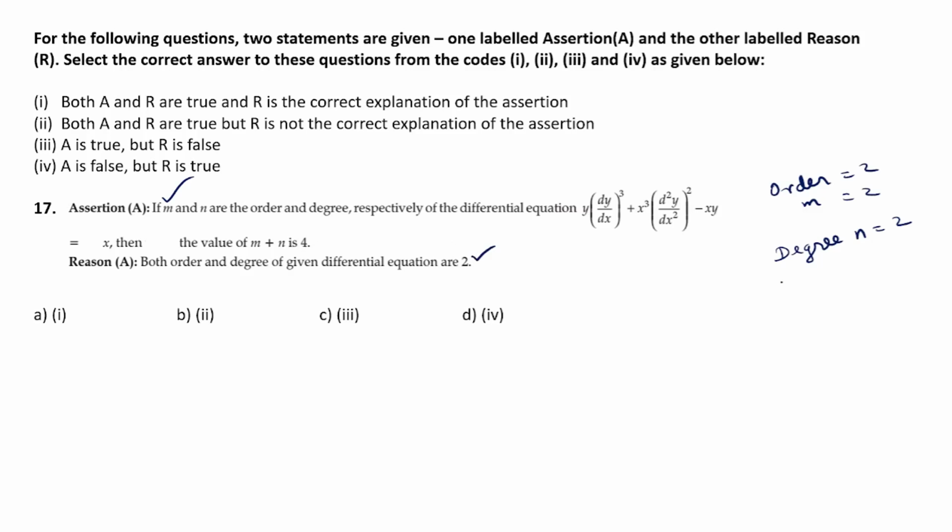The value of m plus n is equal to 2 plus 2 which is 4. And the assertion is also true. So here both A and R are true and R is the correct explanation of the assertion. So the correct option is option A.